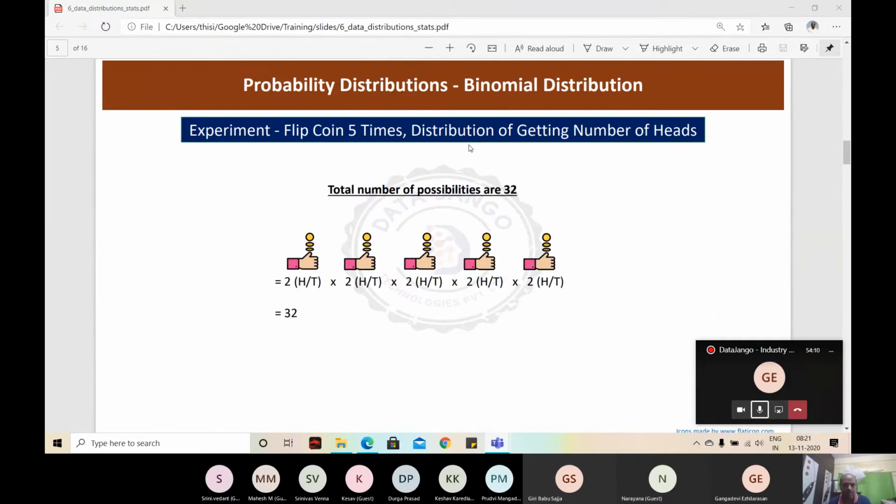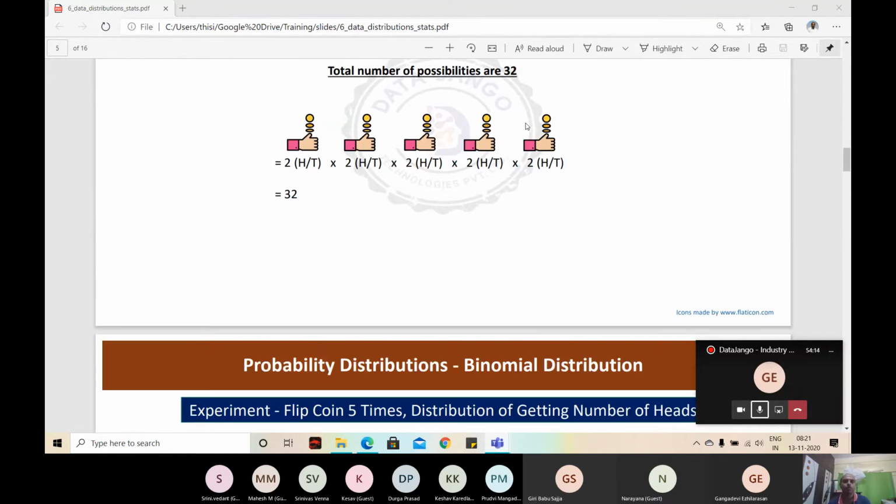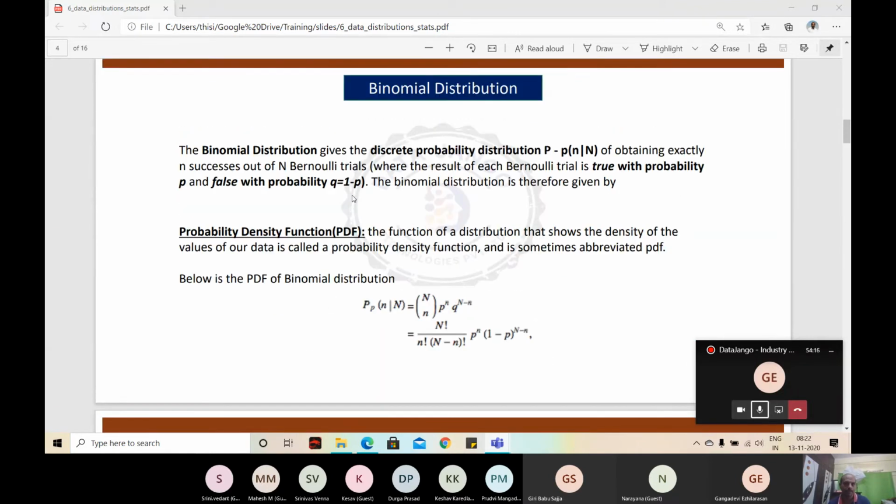When the experiment's outcomes are only two, true or false, we call that a Bernoulli trial or Bernoulli experiment. When the outcomes are more, we use the binomial distribution formula. But when the experiment's outcomes are more, like when you throw a die, there will be 6 outcomes.